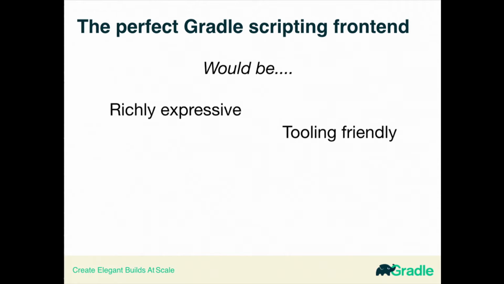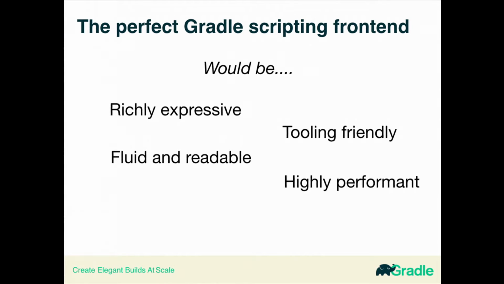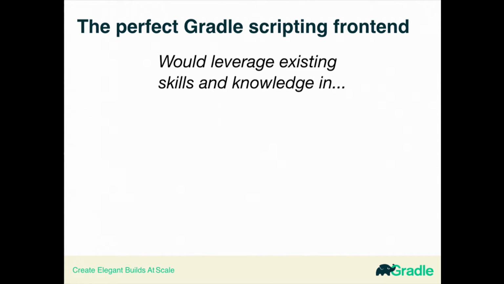It would be deeply tooling friendly. It would allow you to be richly expressive, but also get auto-completion and all of the things that you expect from modern day development with your tools. It would be fluid and readable, again, some of the properties that we expect from DSLs. It would be highly performant in as many cases as possible. It would be concise, and it would allow for a declarative approach while still allowing you to drop down and do imperative things.